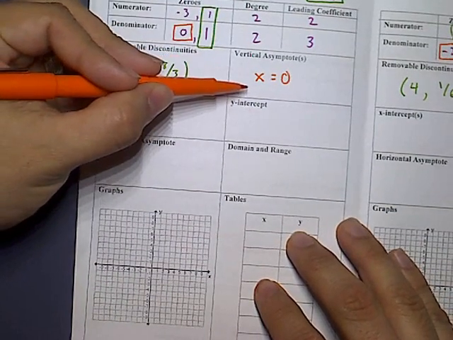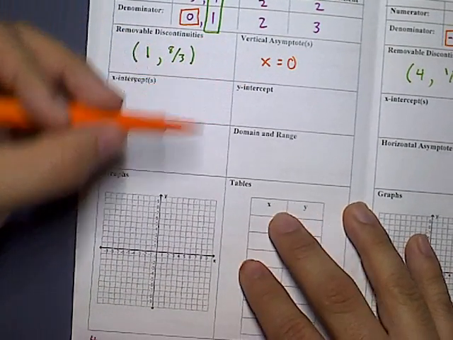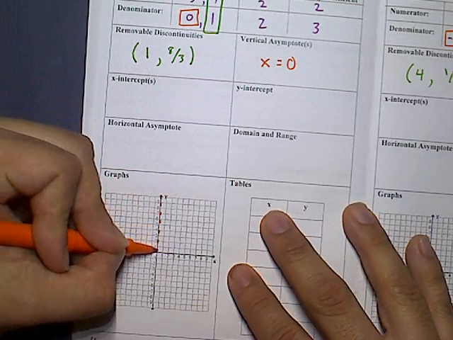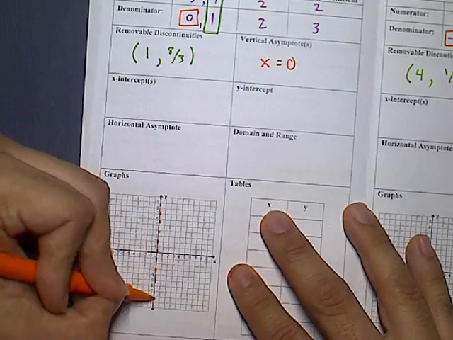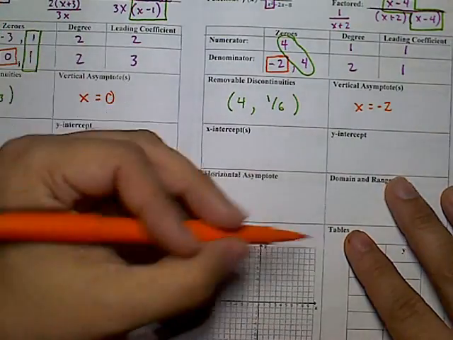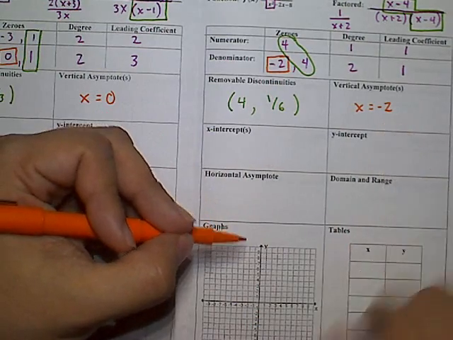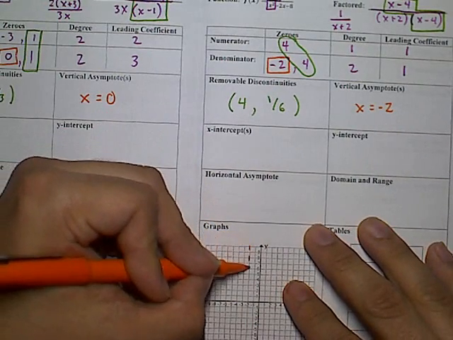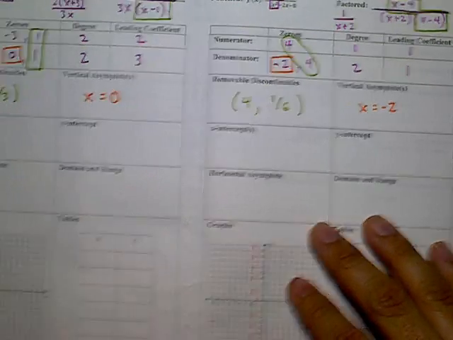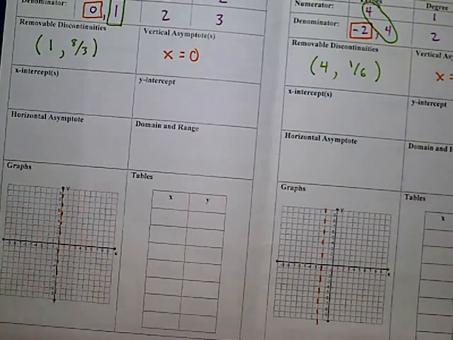We have a vertical asymptote on x equals 0. So on 0, I'm going to draw a vertical dashed line. And over here, I'm also going to draw a vertical dashed line on the number -2. The graph is going to go somewhere around that.